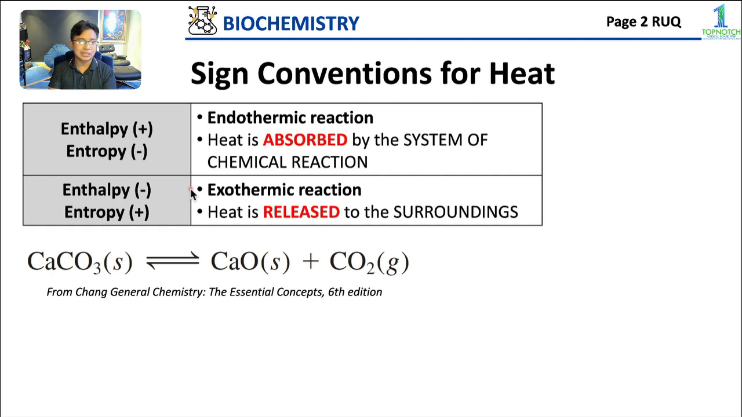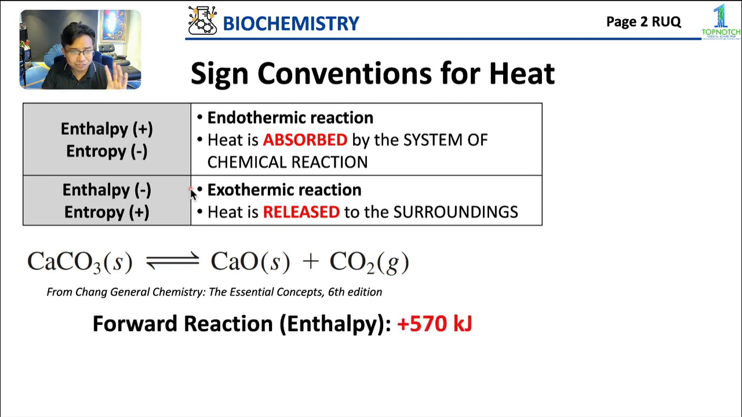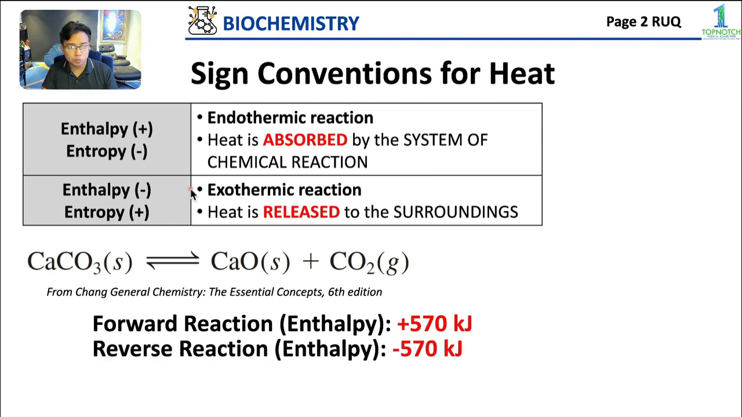But in an exothermic reaction, enthalpy becomes negative because it is being released to the surroundings. But entropy becomes positive kasi kumakalat siya into the surroundings, diba? So, mas meron kang disorder. Therefore, in an exothermic reaction, you have a positive entropy. But take note that when the forward reaction has a positive value of 570, for example, the reverse reaction will still be the same magnitude but only of different sign convention. Okay, so take note of this concept.